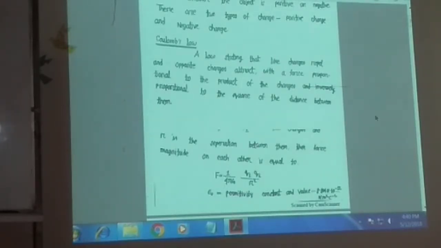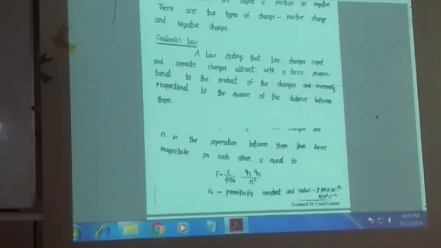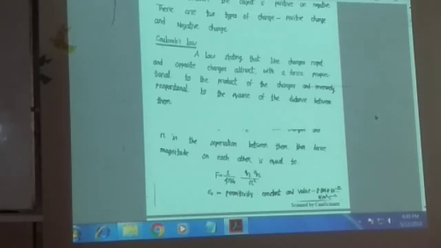First, the law states that like charges repel. Like charge means same charge. So same charge means positive or negative, like charge. And opposite charge: plus and minus, positive and negative. So this is the opposite charge. Plus minus is opposite charge. Okay. So the law is stating that like charges repel.